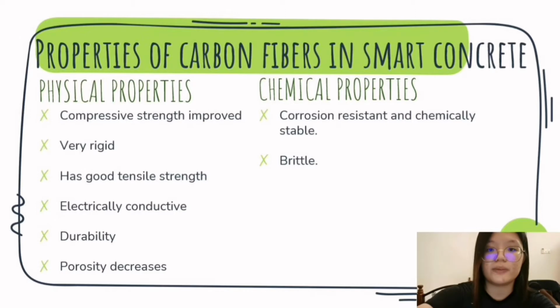For its chemical properties, smart concrete is chemically stable as carbon fiber is corrosion resistant. In addition, carbon fibers are brittle. It is formed by strong covalent bonds, hence it allows for the propagation of cracks.